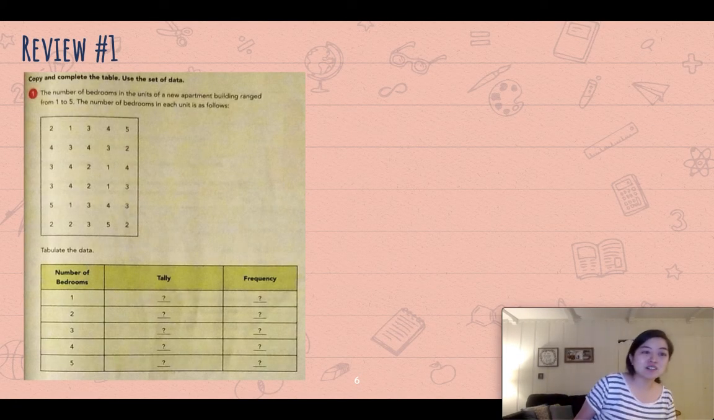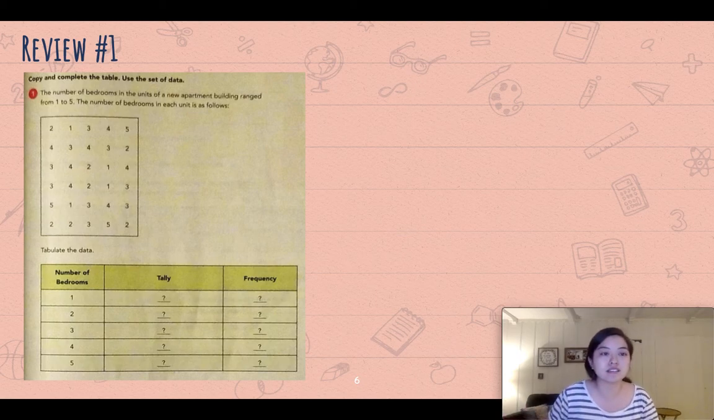Okay, so looking at this table, which shows the number of bedrooms in units of a new apartment building, it ranged from one bedroom to five bedrooms. Wow, and so they want us to tabulate the data here. So we have the column, the number of bedrooms, and then a tally column, and then a frequency column.